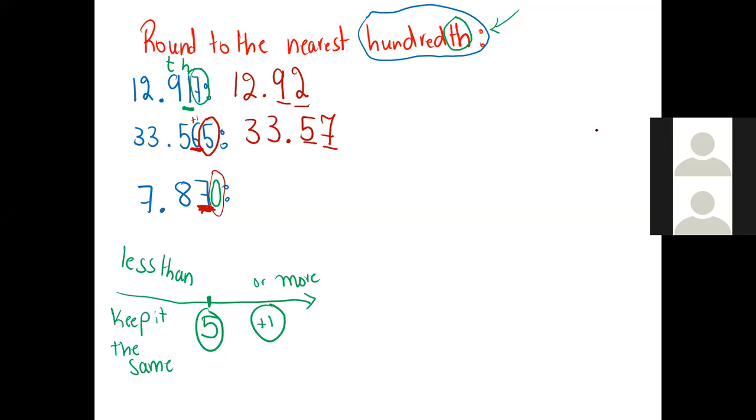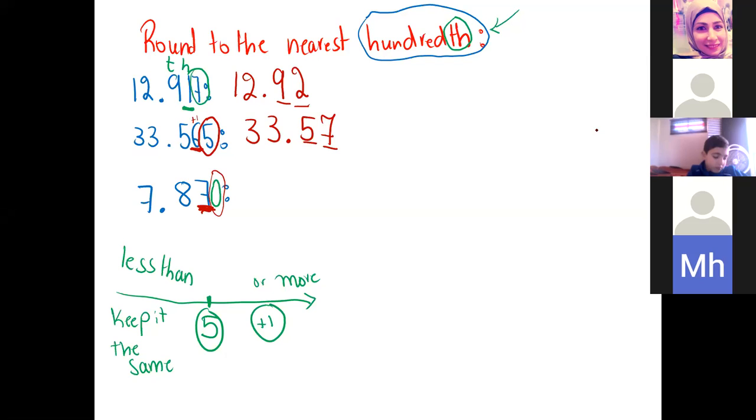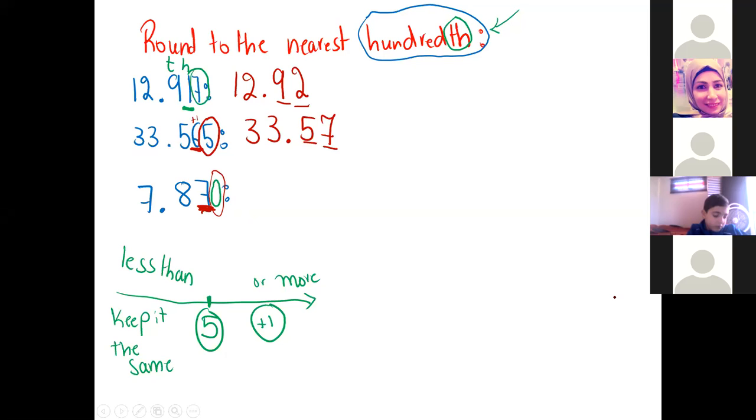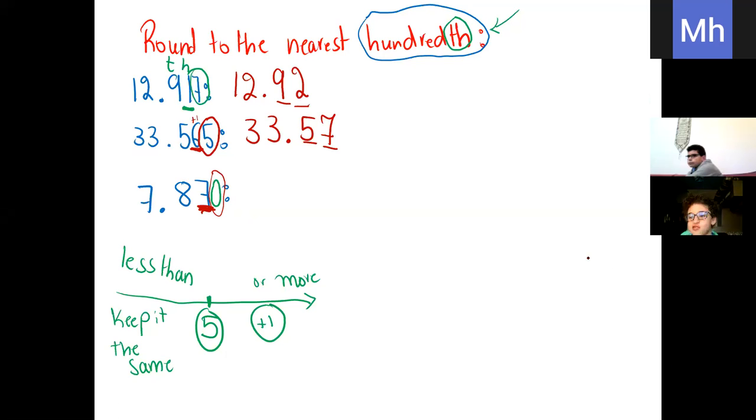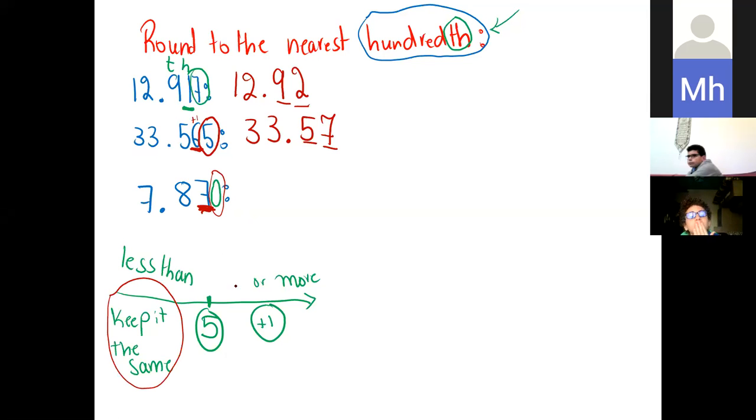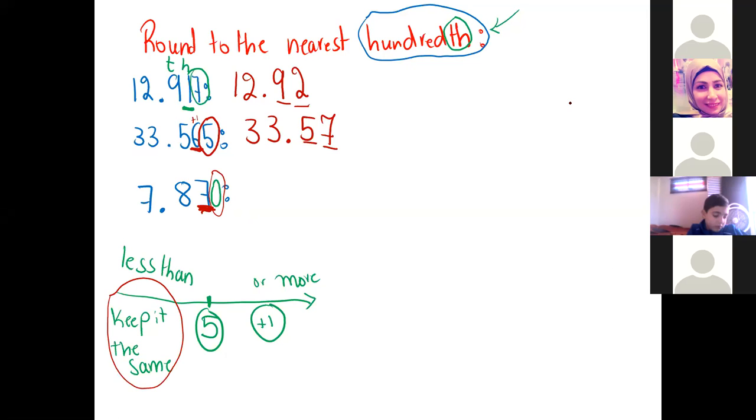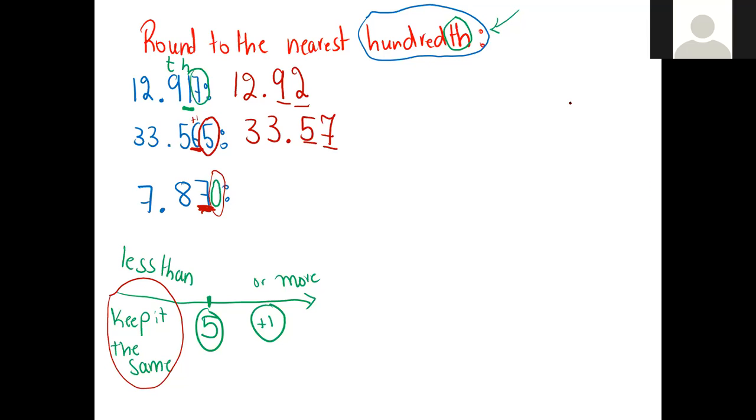Less than 5. So what shall I do with 7? We keep it the same. So tell me the answer, please. There is noise around you, stay mute. Yalla Musa, tell me the answer.